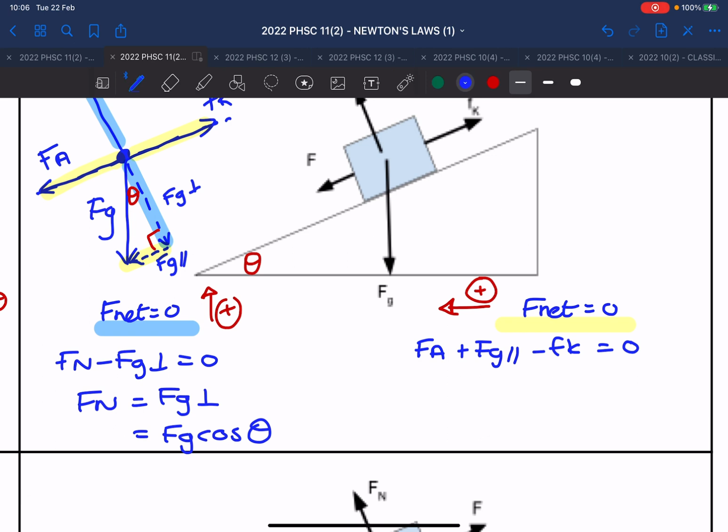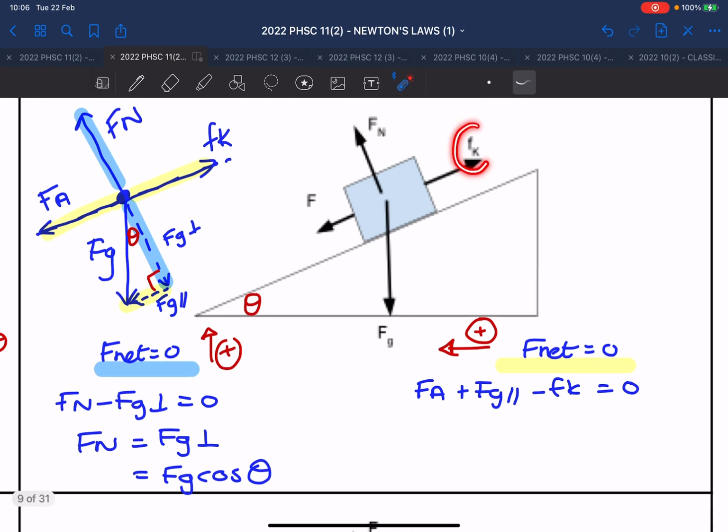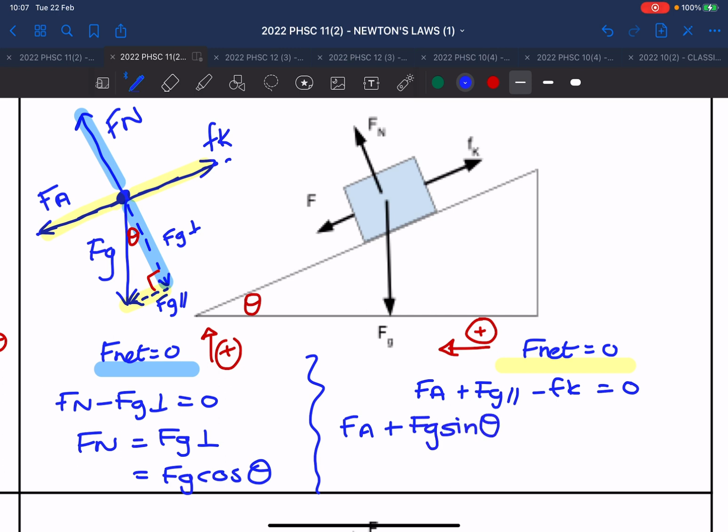Mosi, why are you frowning? Did you choose to the right to be positive? Yes. Then you will have Fk minus Fa minus Fg parallel. Okay, right. So here there's a couple of ways with what you could have done after this. Fa we can't determine, we can't make it into smaller things. But Fg parallel we can, it's Fg sin theta.